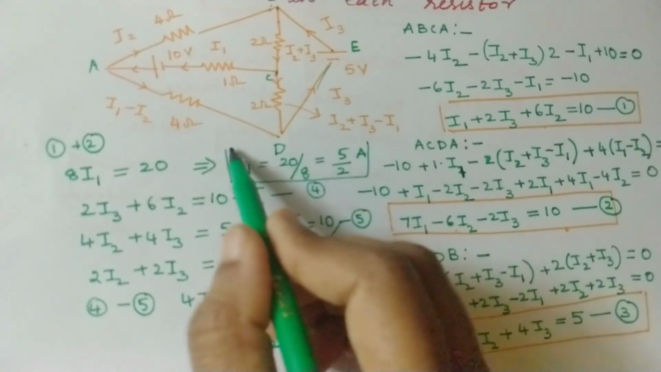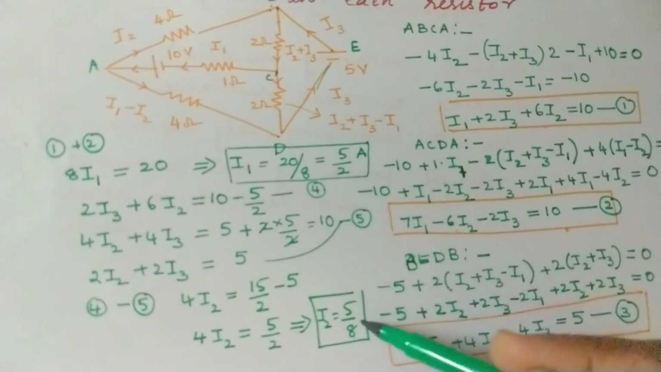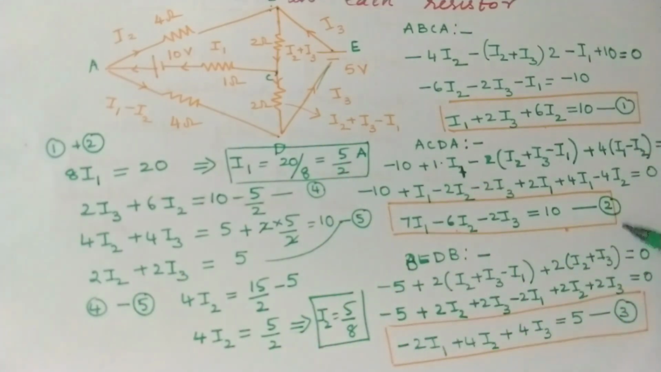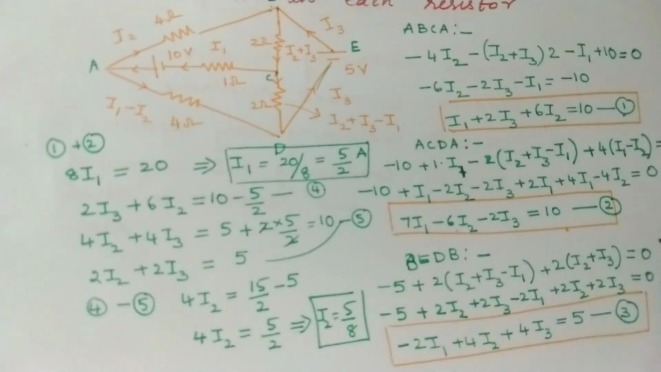Now I think it is not difficult to calculate the value of I3. So I am leaving the solution part. Since you know I1 and I2, now you can apply it in any one of the relations and get the value of I3. So this is how you can find currents I1, I2 and I3 in the given circuit by applying Kirchhoff's law.